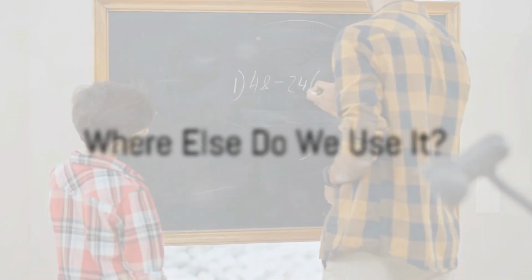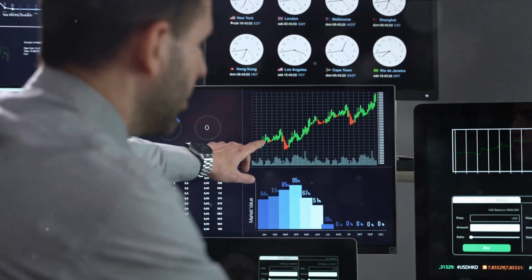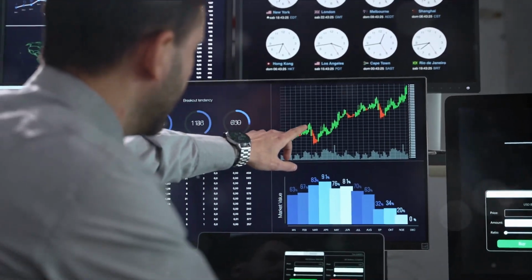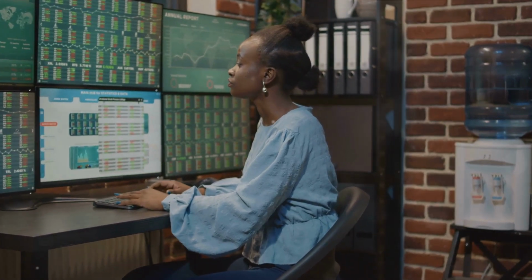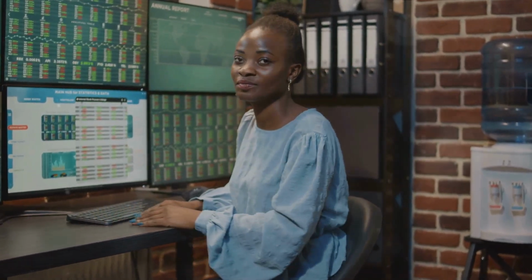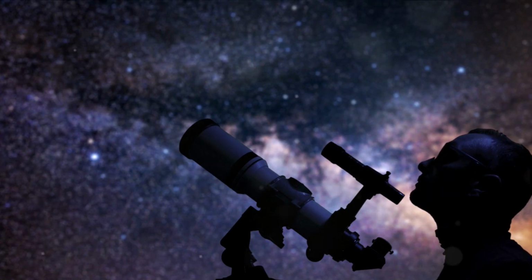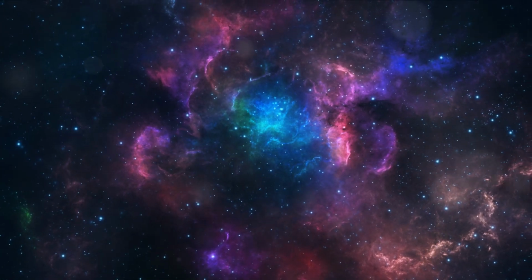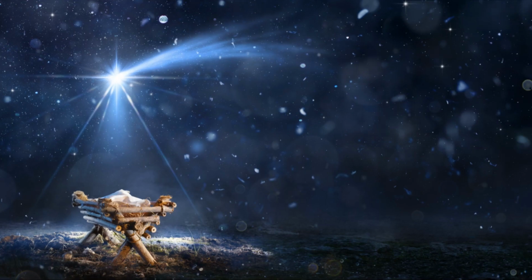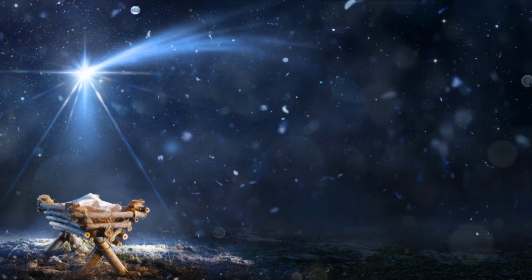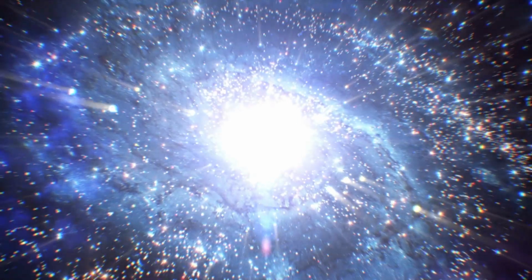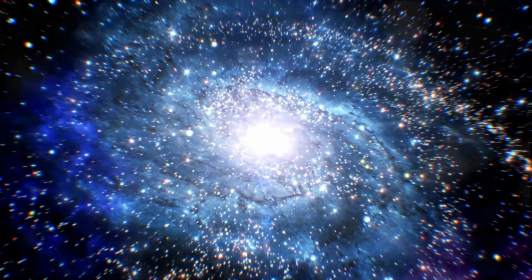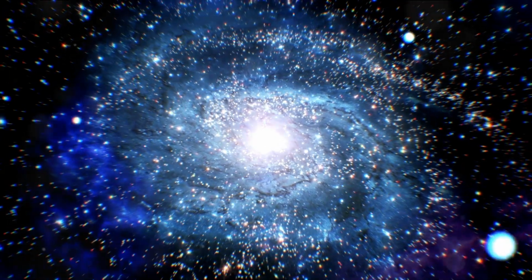You might be wondering, where else do we use this logarithmic base 10 scale? Well, it's not just confined to the realm of mathematics or data science. In fact, its applications are far more extensive, and they touch upon several other fields. Let's take a journey through the cosmos. In astronomy, for instance, it's used to measure star brightness. The difference in brightness between stars is so great that a linear scale just wouldn't cut it. With the logarithmic base 10 scale, we can capture this immense range in a much more manageable way.